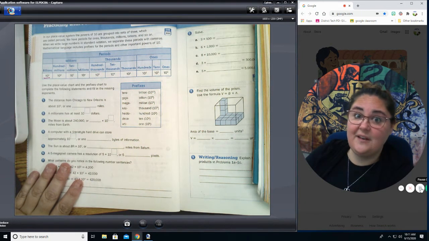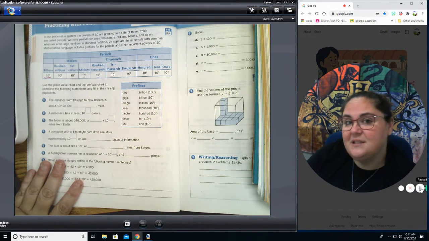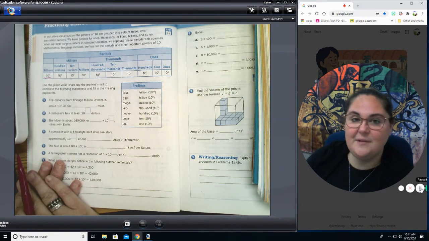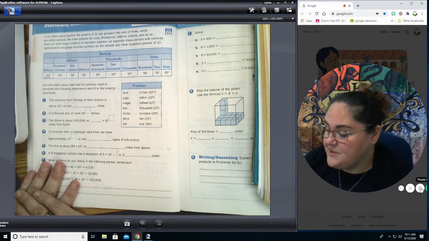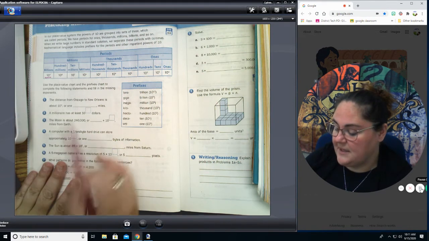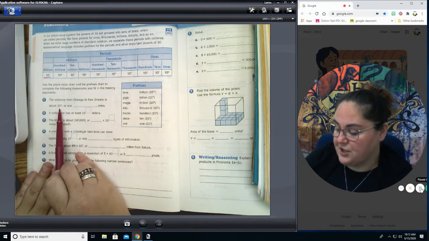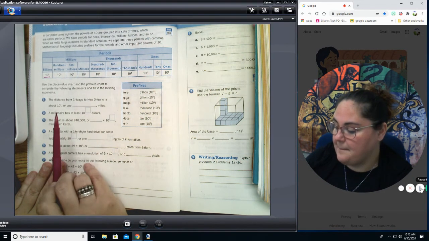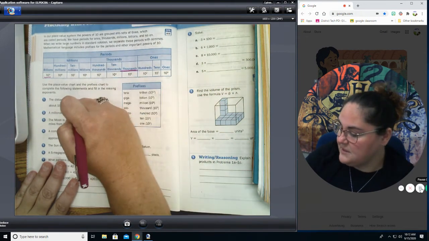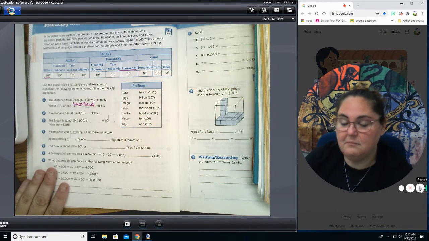If I'm Bill Gates and I have $97 billion, instead of writing 9 zeros, I would be able to do 97 times 10 to the 9th. Saves a little time and a little bit of effort. So using that place value chart and the prefixes, complete the following statements to fill in the missing components. The distance from Chicago to New Orleans is about 10 to the 3rd or 1 blank miles. So 10 to the 3rd is 1,000. 1,000 miles.